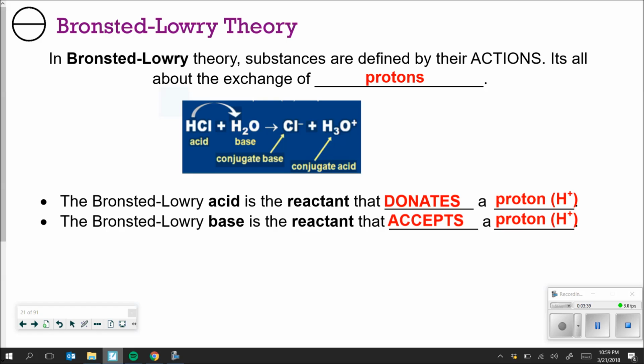So again, if you look back up at this drawing, we've got HCl right here, and that's our acid, hydrochloric acid. We've got water, in this case, acting as the base. So you notice that hydrogen from the HCl is gone over here. It left, so that must be our acid because it donated that proton. And then our base went from H2O to H3O+, hydronium, so it accepted a proton. Hence, HCl is our acid and water is our base.